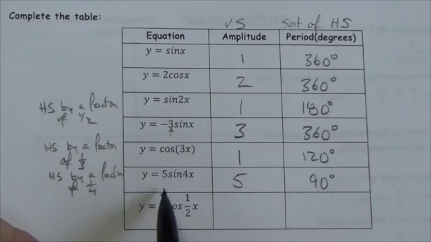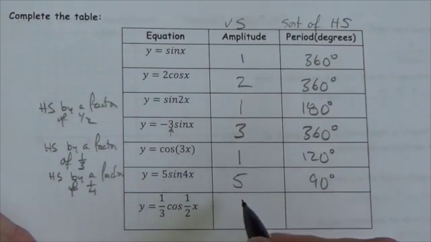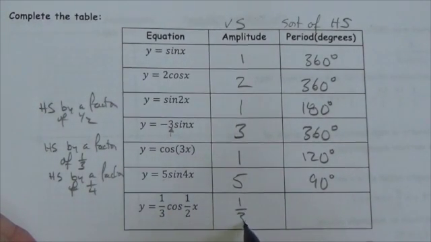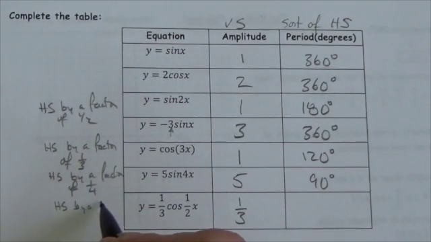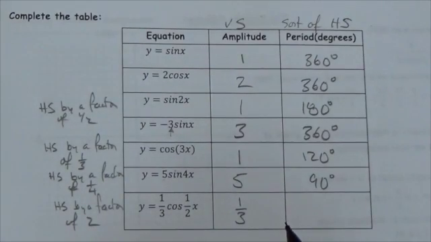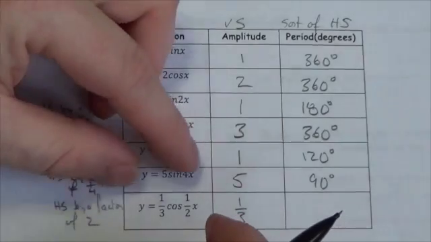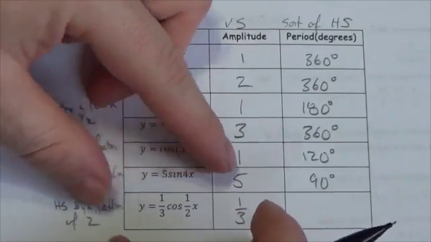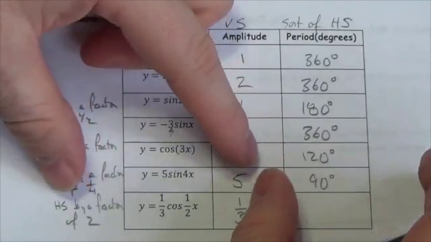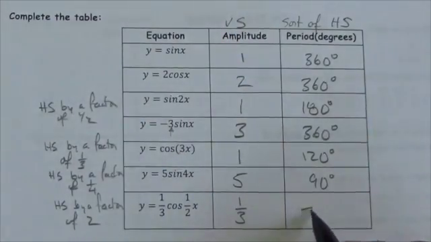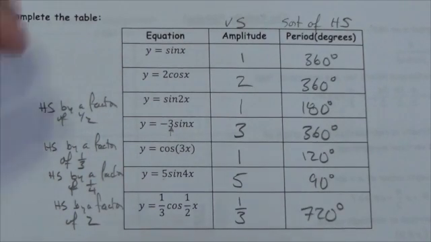In this last one here, I've had a vertical stretch by a factor of 1/3. Okay, that means my amplitude is going to be 1/3. And I've had a horizontal stretch by a factor of, in this case, 2. So what's happening here is between 0 and 360, I'm only going to have half of a period showing up. The other half is going to be in another 360 degrees. That means my full period will be 720 degrees. Okay, and I hope that made sense.